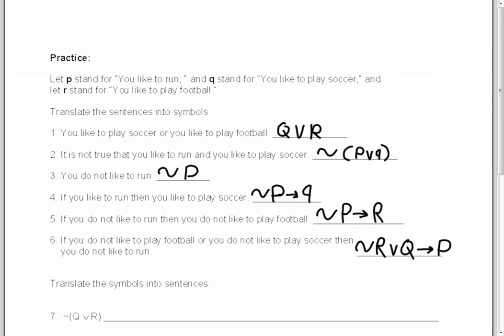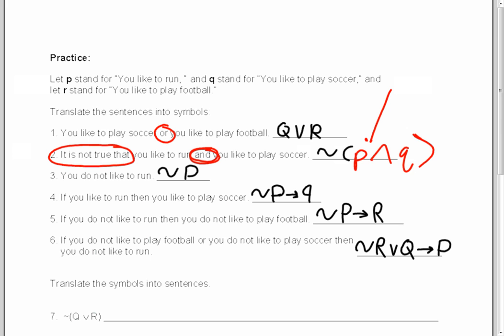Everyone take a look at the front board. QVR looks good. What do I need to change for the second one? Right, Rachel? Oh, it needs to be an and symbol. Right there. It's a good idea, after you're done, to go back and circle the key words. Things like, it is not true that. The word and. So I need to change that to P and Q. Got it?